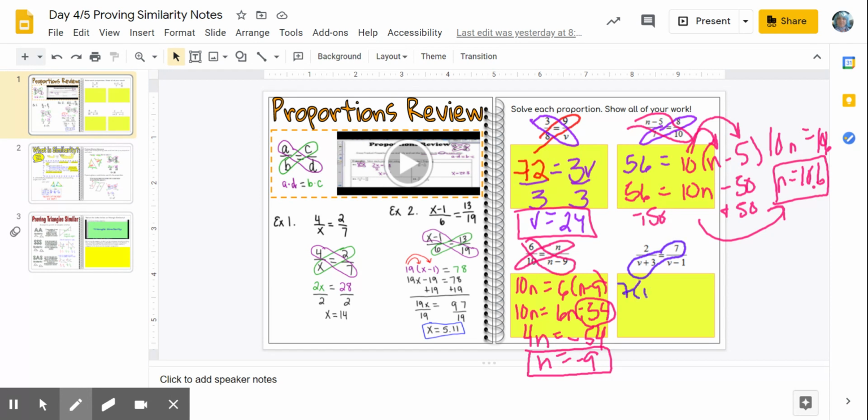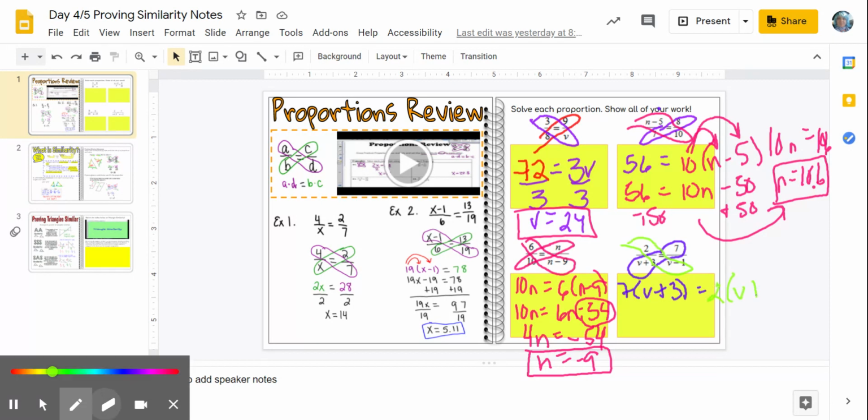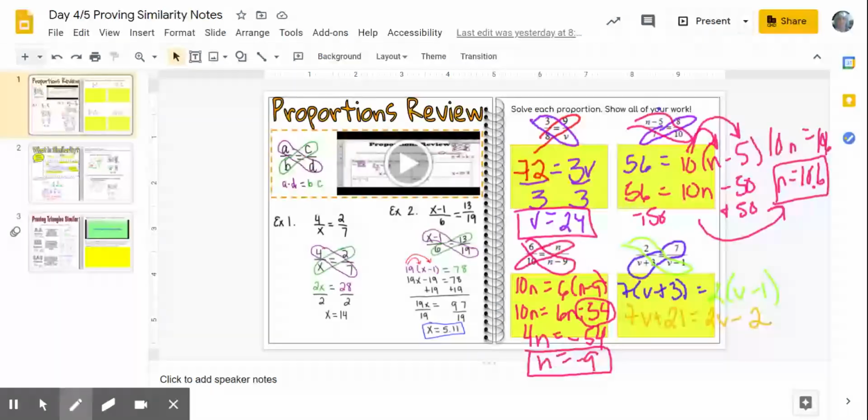So 7 times v plus 3. And then I go to my other side, 2 times v plus 1. Oops, not plus 1, minus 1. That green is so hard to see. Let me change that to a different color. So then I get 7v plus 21 equals 2v minus 2.